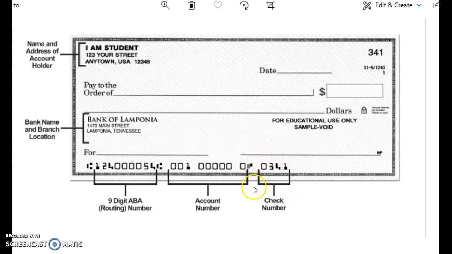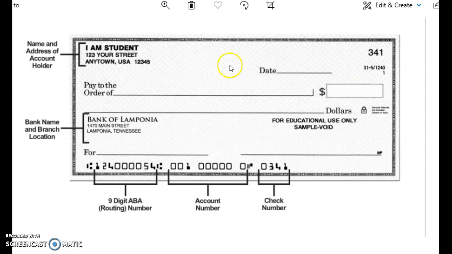And the last group of numbers is your check number. Notice the check number up here is 341. And the check number down here is 0341. So it just leaves this 0 as a placeholder so that you can have your checks up in the thousands. All right. Checks are always numbered, and when you run out of checks and you go to order more, they'll ask you what number to start your new book of checks or your new order of checks.